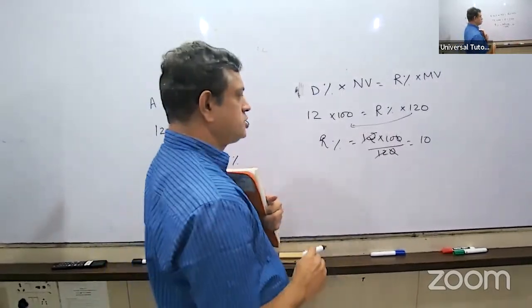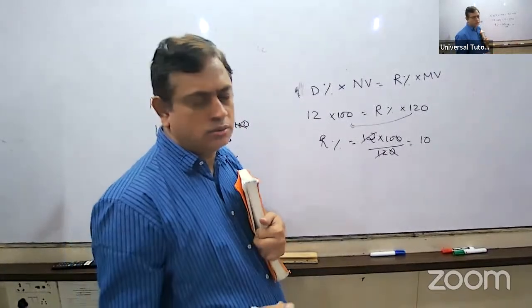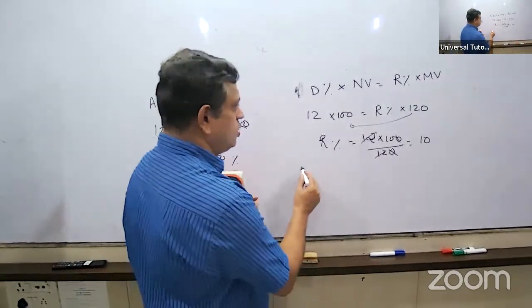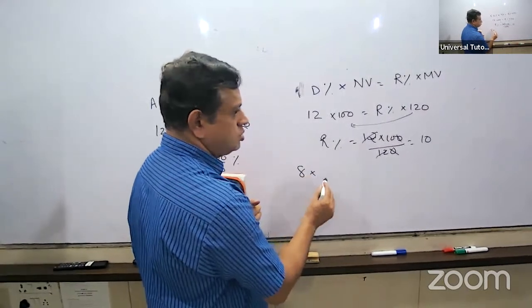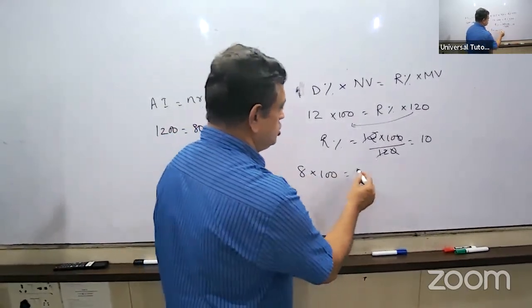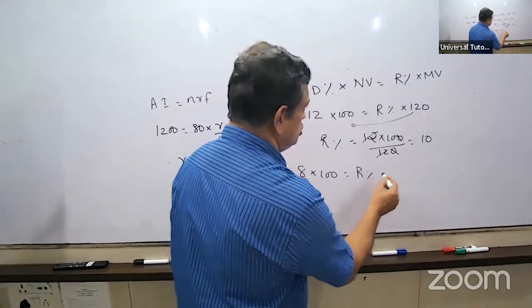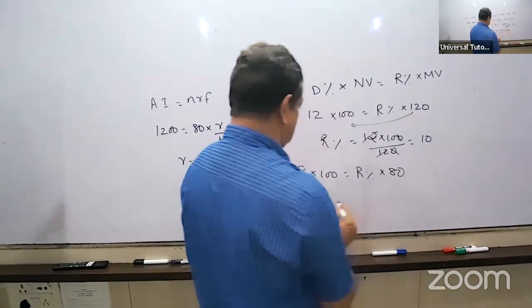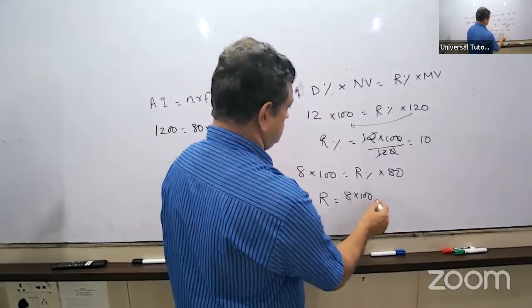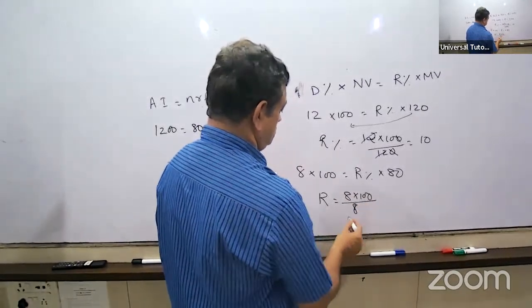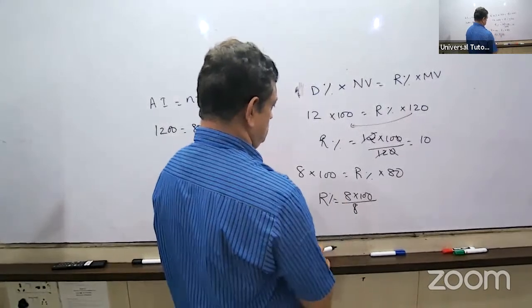Okay. Next. For the second one, what was the dividend percent? 8 into 100 is equal to... Sir, D will be 8 upon 100, na?